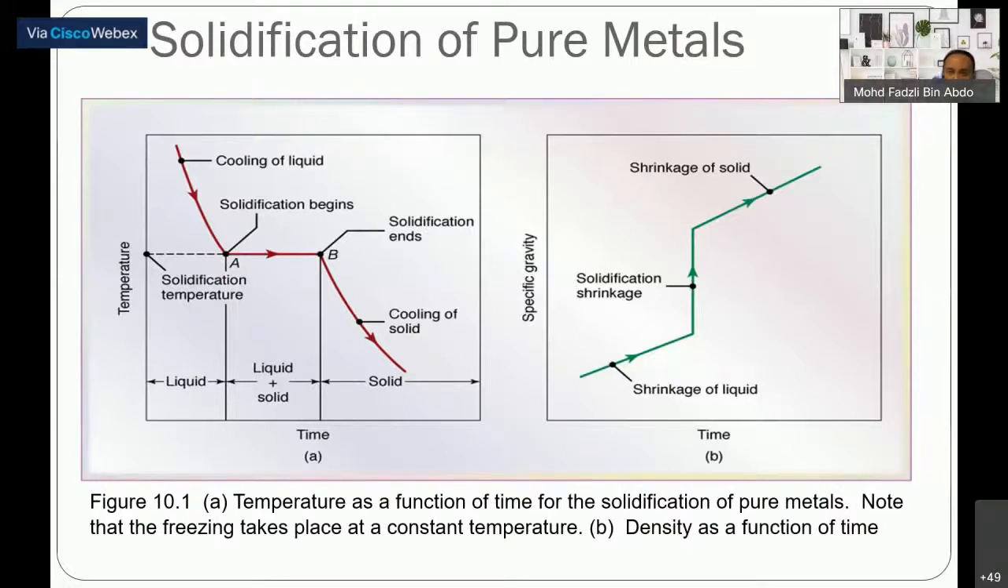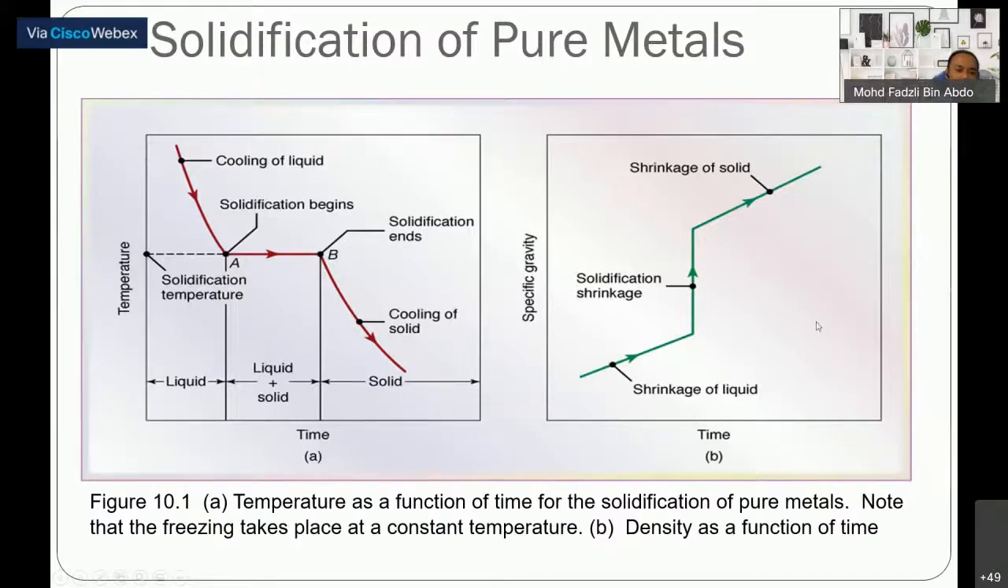Maksudnya temperature yang daripada cair, temperature untuk dia keras. So during this A dan B ni, the temperature of solidification is fixed lah, which means the phase is a mix of liquid and also solid. And then at B, until the end, is the cooling phase, ataupun cooling of the solid. This is the solidification end. So that dekat sini adalah solid.